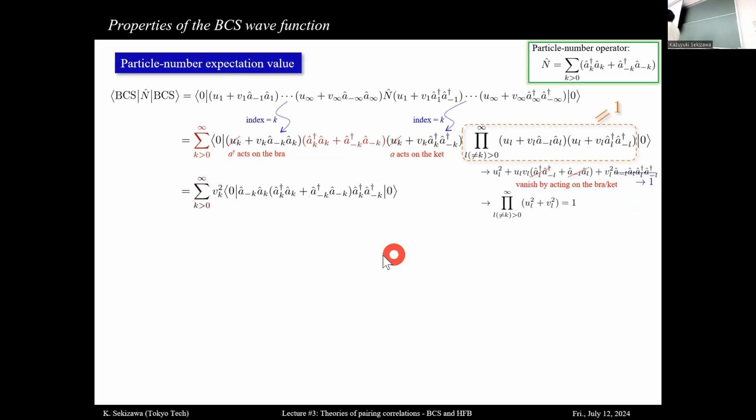So I can write this like this. Okay, so now I will skip this explicit reordering, but the result is the same. So only the term with k, the same index k or minus k, remains as a result of this reordering. So there appear 4 terms.